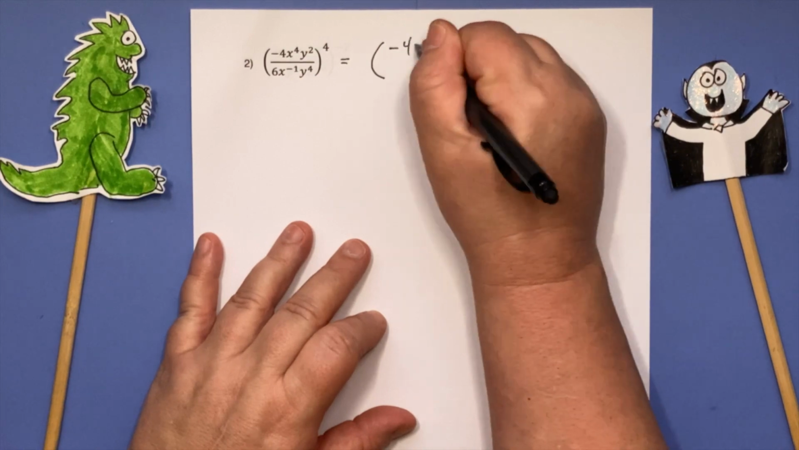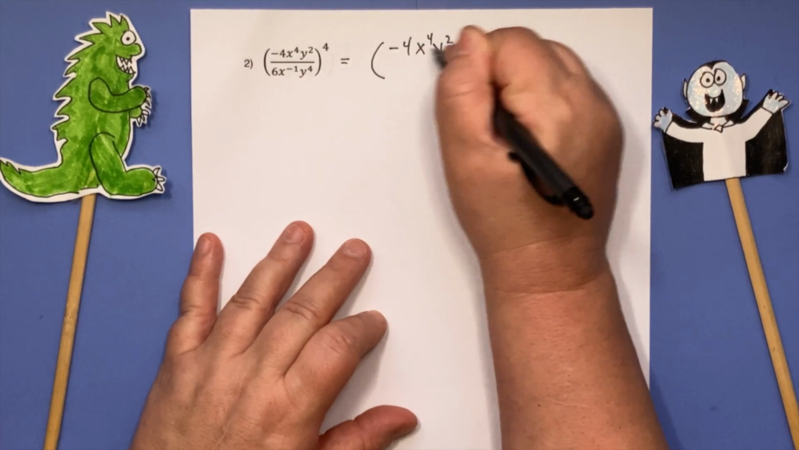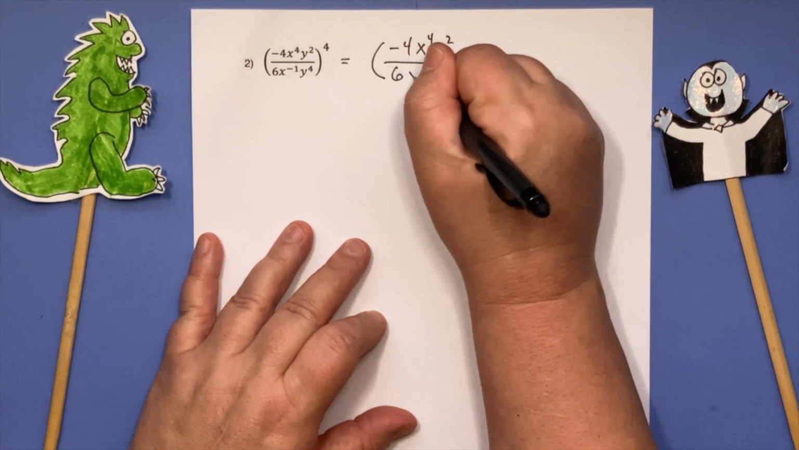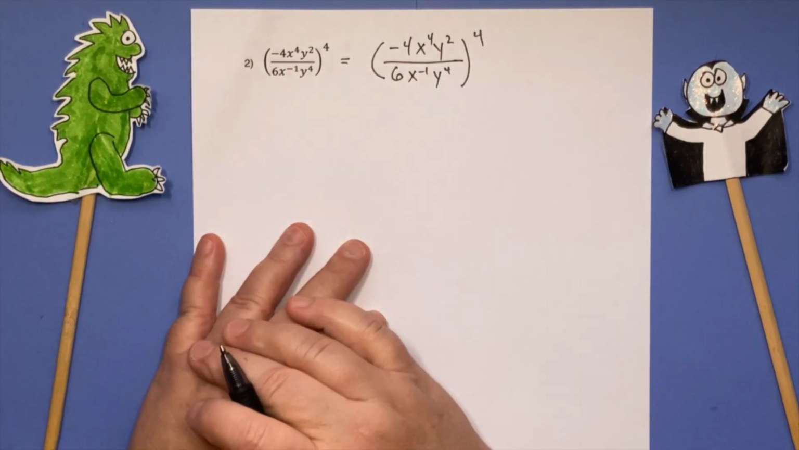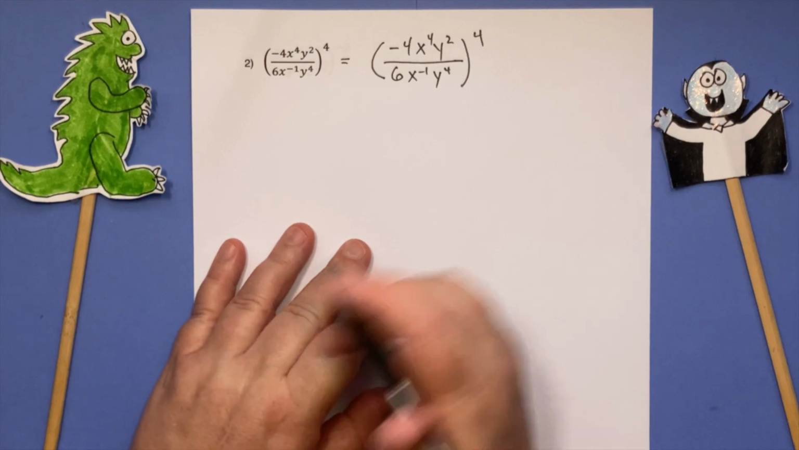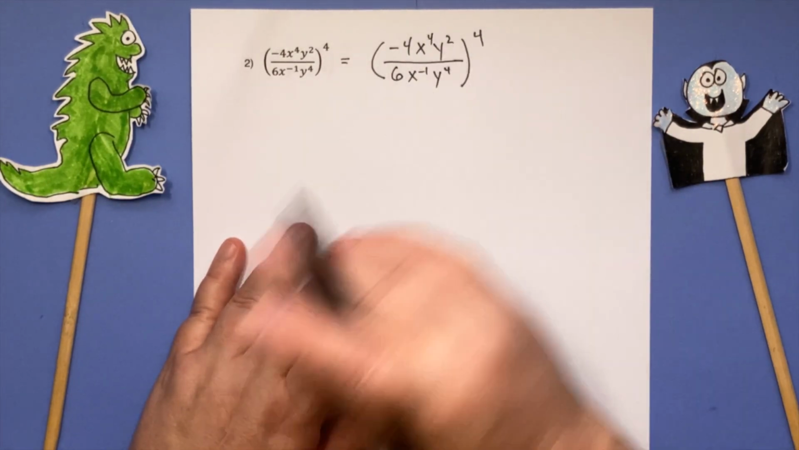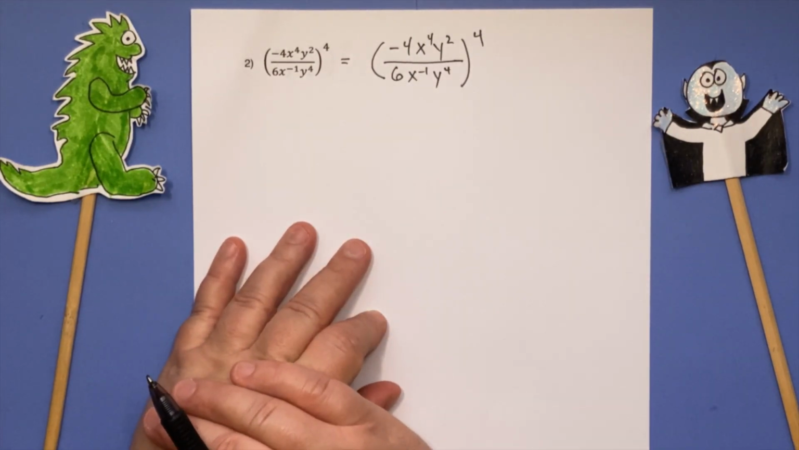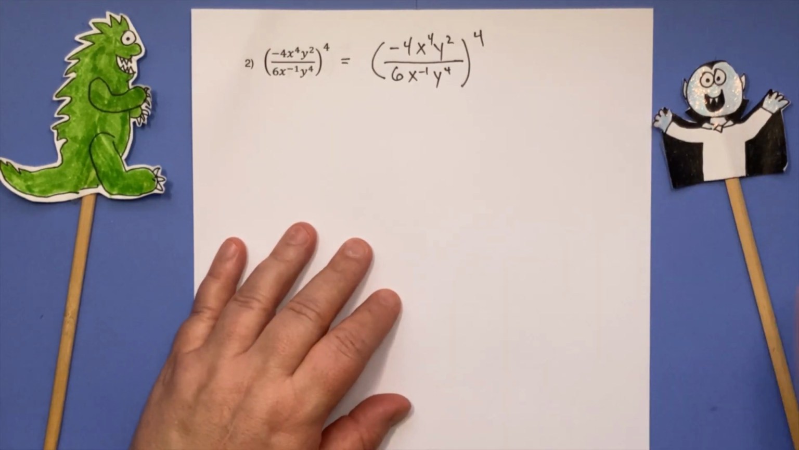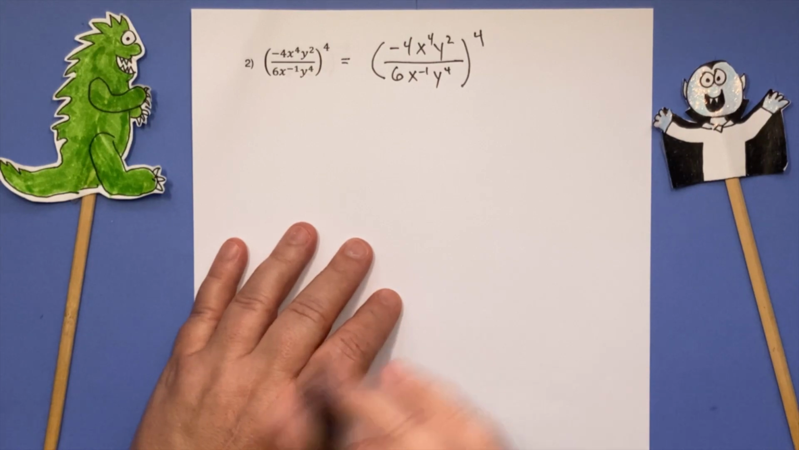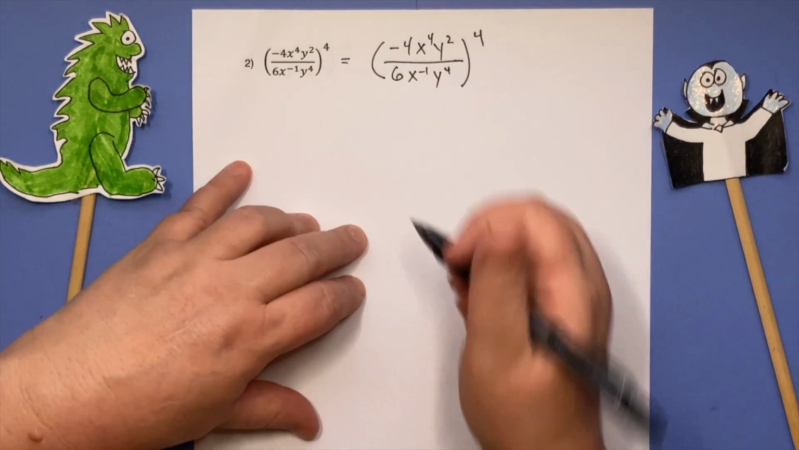So I've got -4 x to the fourth y squared all over 6x to the negative first y to the fourth, all raised to the fourth power. Now, if you're curious, I would absolutely simplify inside first. And if you ever want to see me do something different than the way I do it in a video or in class, definitely ask during office hours, talk to tutors, we'll hook you up.